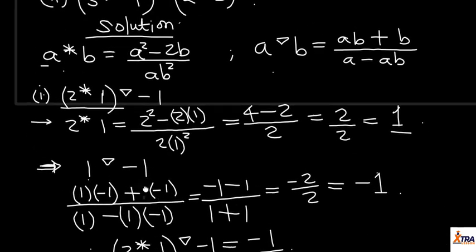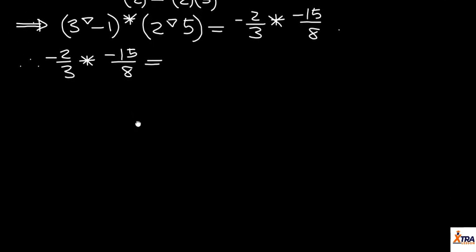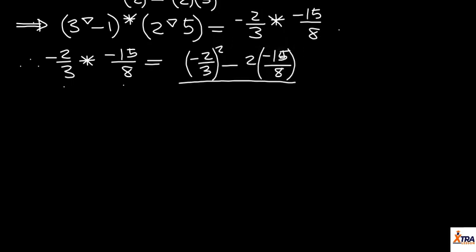We know we have A square minus 2B over AB square. So this is our A and this is our B. So A square minus 2B. We have our A here is minus 2 over 3. A square minus 2B, our B here is minus 15 over 8, over AB square. So our A here, then our B square.